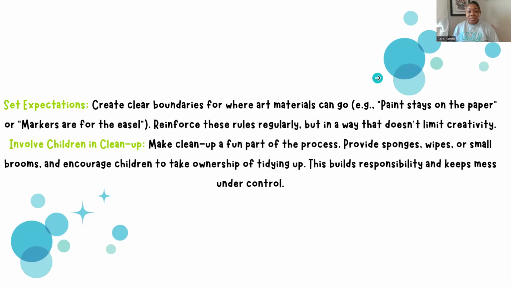Okay. So, with that, we want to make sure as teachers we are setting clear expectations, creating boundaries for where art materials can go. Example, paint stays on the paper, or markers are for the easel. For your twos, this is something that you may want to verbally say but do at the same time. Your threes and your fours, I would say honestly your fours, you may be able to just verbally give this direction, and most of them could understand what you're saying. But your twos and threes, you want to show the example.